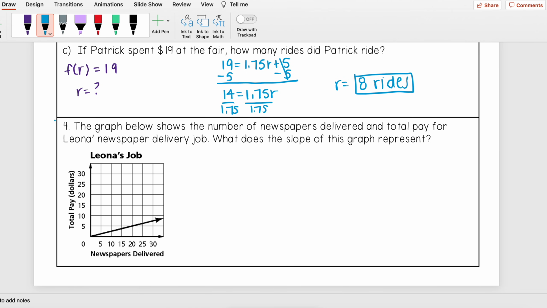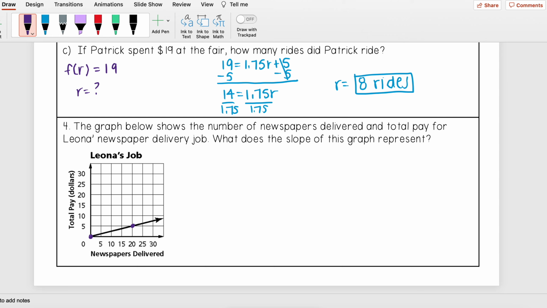Okay, let's look at one last example. So this says that the graph below shows the number of newspapers delivered and total pay for Liana's newspaper delivery job. What does the slope of this graph represent? So my first step here is I need to figure out what the slope is. And so I'm going to go and find 2 points on this graph to see what my rise over run is. And so I see I have 1 point at 0, 0. And another point where it crosses in that grid line evenly is right here.